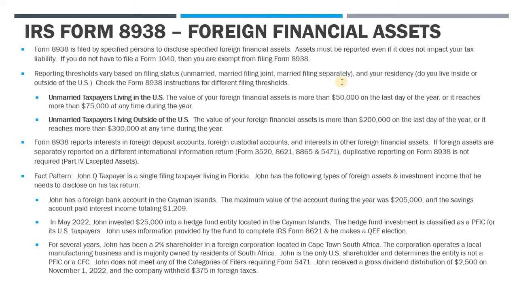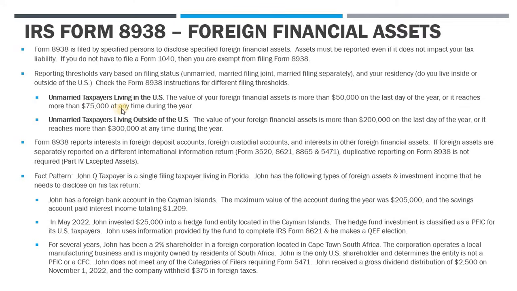So are you living inside the U.S. or are you outside the U.S.? For those of you who are U.S. citizens and expats living abroad, you still have U.S. filing obligations because you're a U.S. citizen, but your filing thresholds are going to be different than if you were actually living in the United States. For our individual unmarried taxpayer, I've got the 2 bullet points here. But obviously check the 8938 instructions if you are married filing joint or married filing separate, because there are going to be different standards.